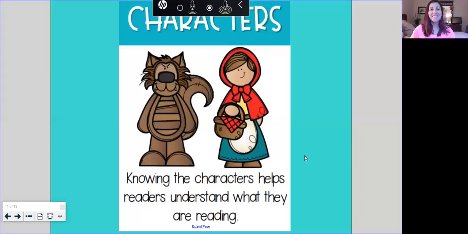Hi readers! Today we're going to get back into taking a look at our book, Tops and Bottoms, adapted and illustrated by Janet Stevens. Specifically, we're going to be looking at the characters today.